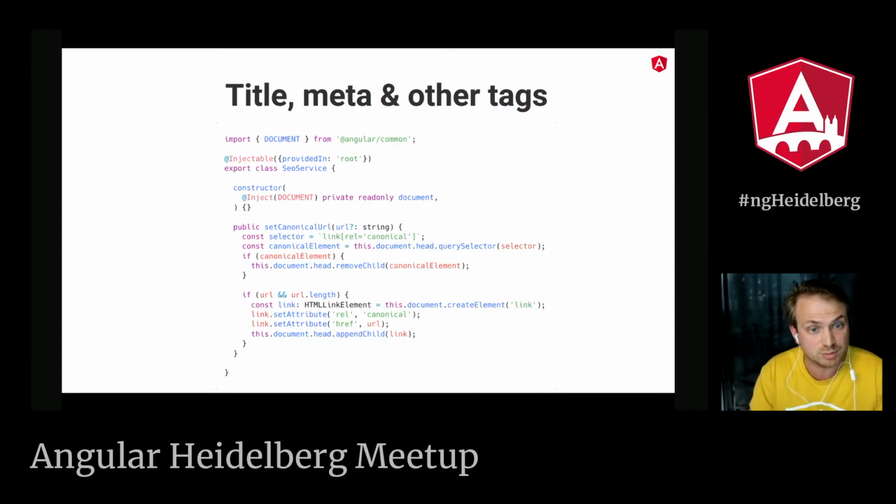Setting these specific elements in head can be achieved simply by using the document service that wraps around the document global object, and it exposes its API. And as always, your project will have its own specific needs, so please check with your SEO expert. The title and meta service plus the document should be enough to implement all these specific technical requirements.